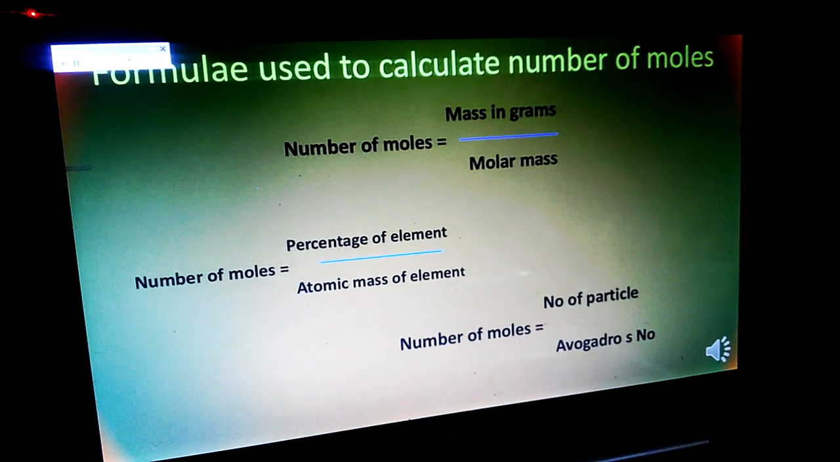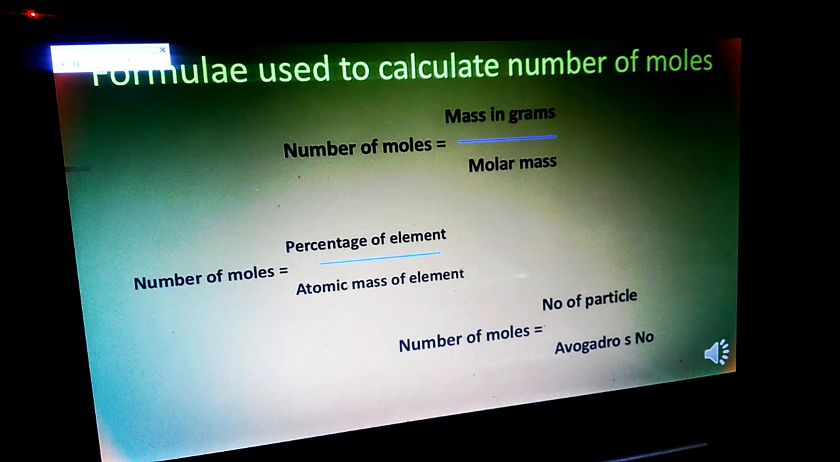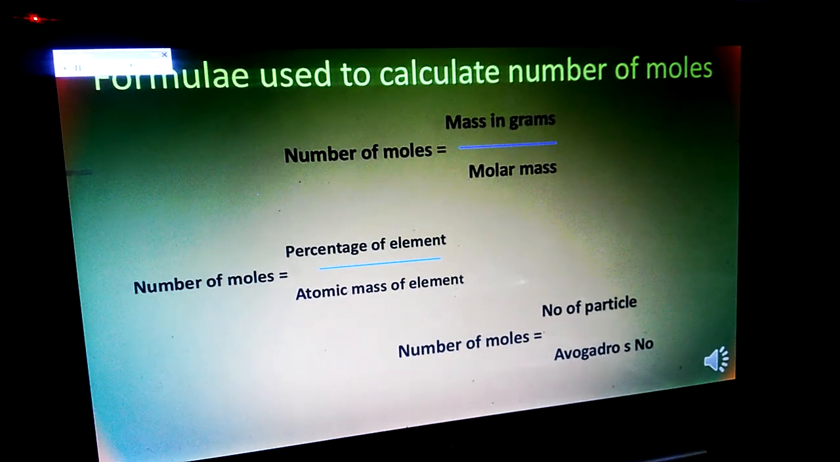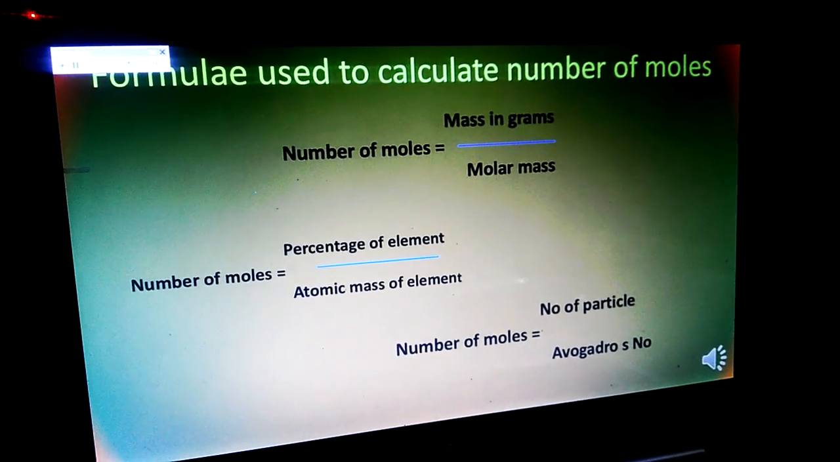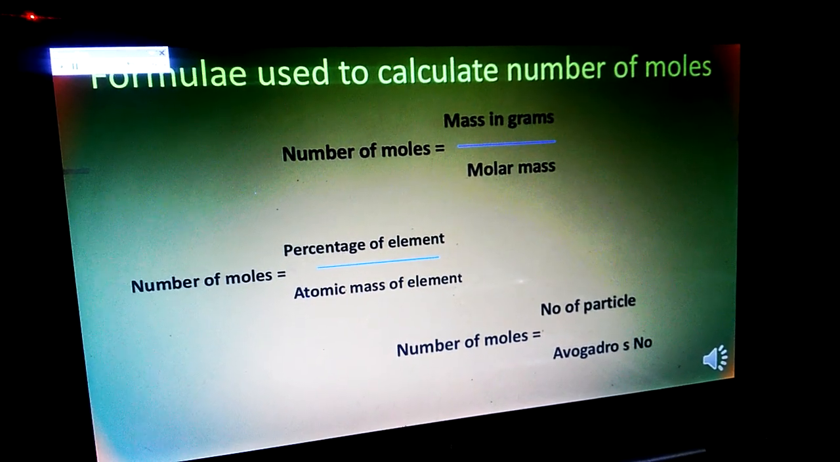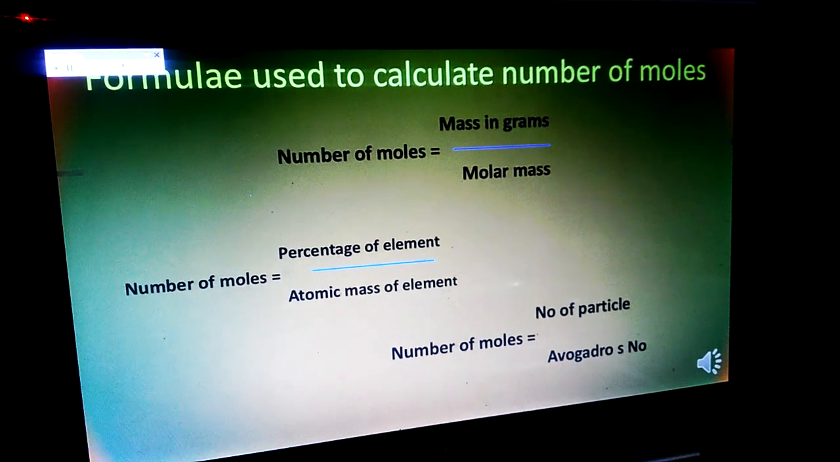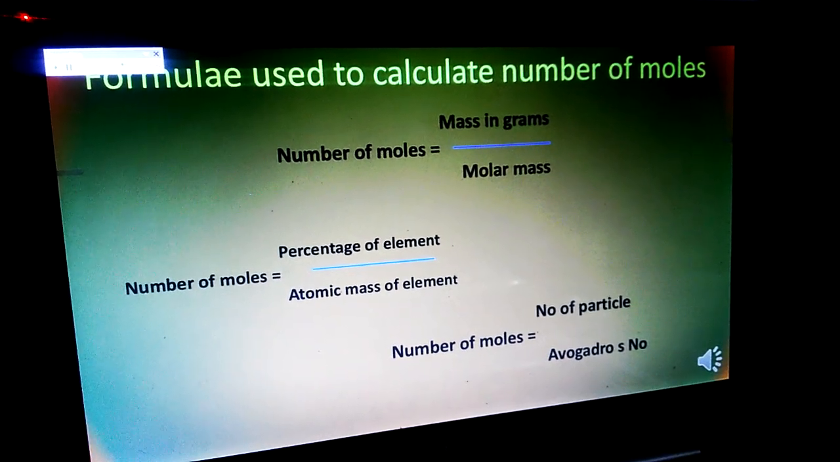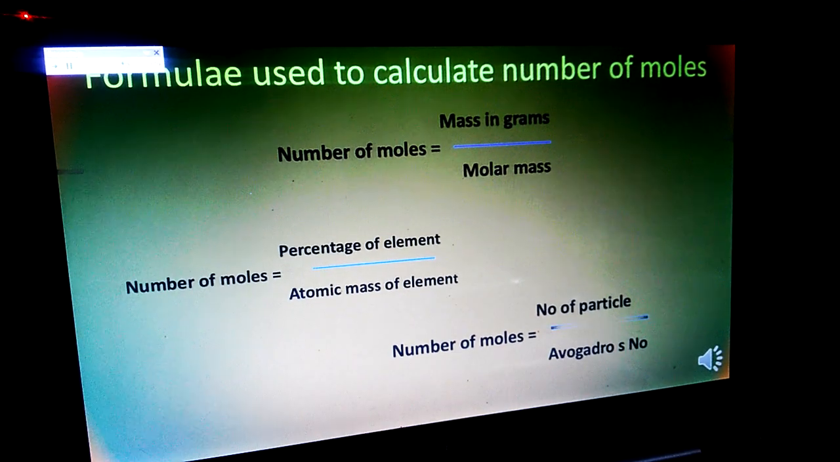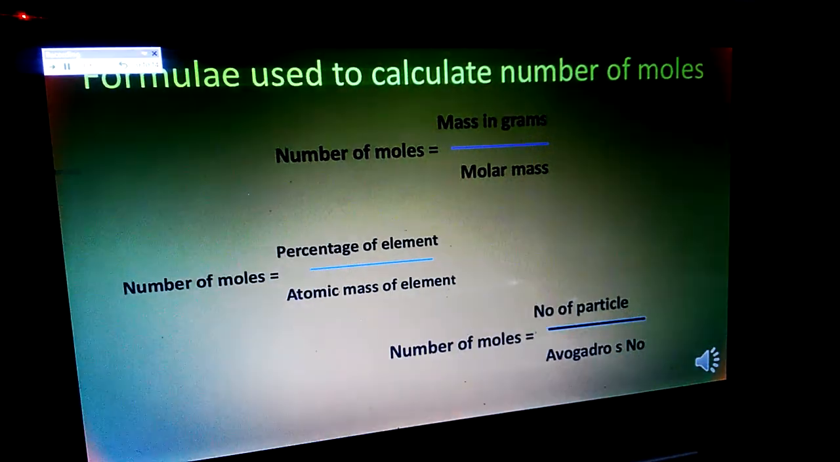Now, what formulas are used to calculate the number of moles? The first formula is number of moles is equal to mass in gram divided by molar mass. The second formula is number of moles is equal to percentage of element divided by atomic mass of element. And the third formula is number of moles is equal to number of particles divided by Avogadro's number.